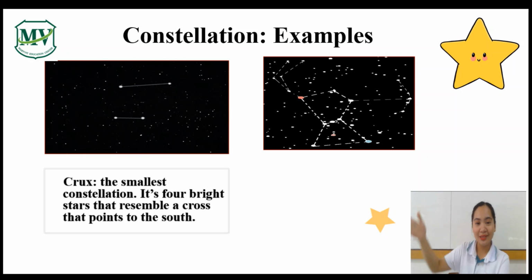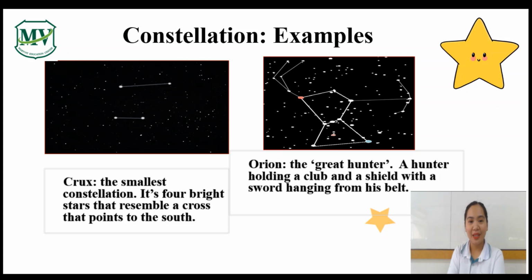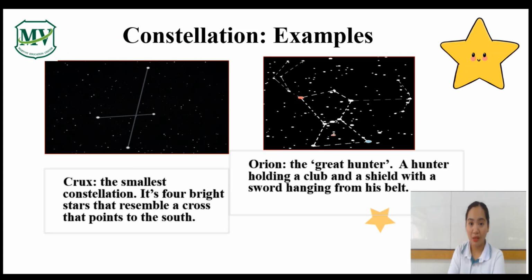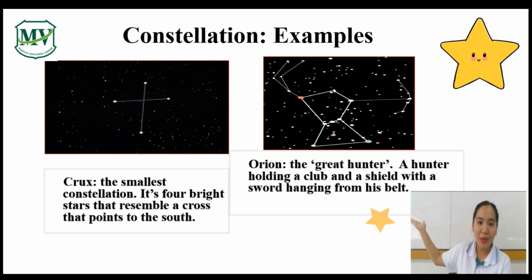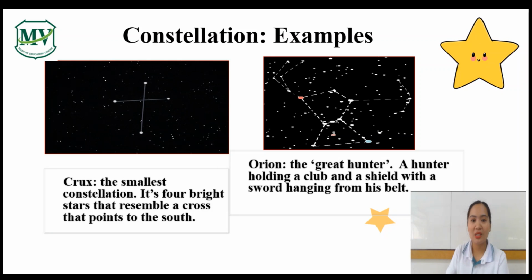Next example is this one, the Orion. This is known as the Great Hunter. A hunter holding a club and a shield with a sword hanging from his belt. Try to memorize these constellations. Crux and Orion.